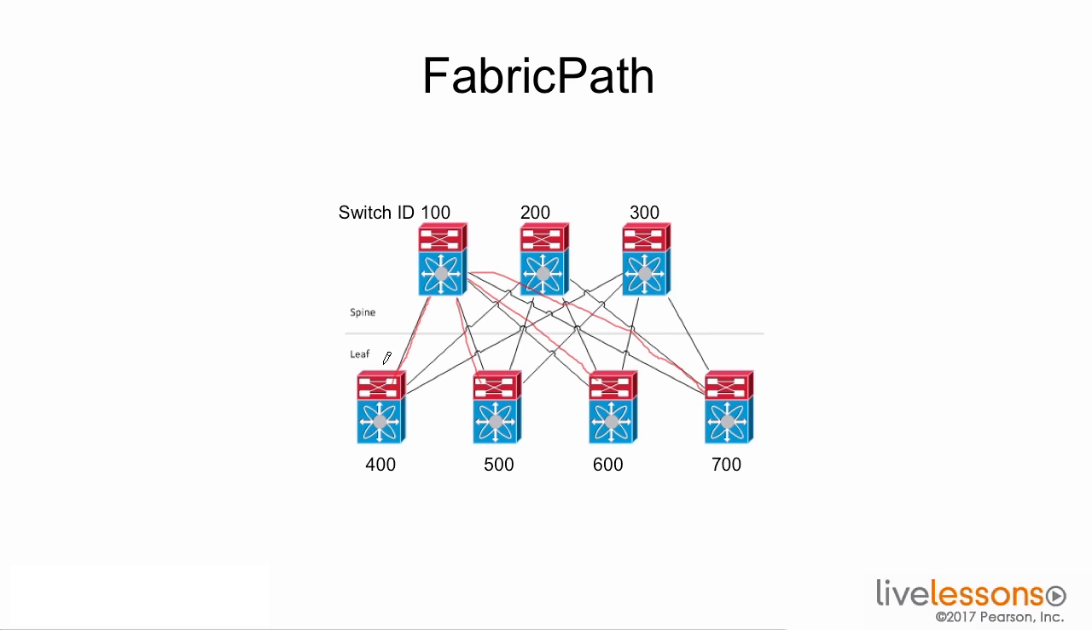After that device responds, it's going to start a conversation. After the initial conversation, switch 400 now knows the best way to get to the device attached to switch 700 is out this port to switch 300 and then down from switch 300 to 700.